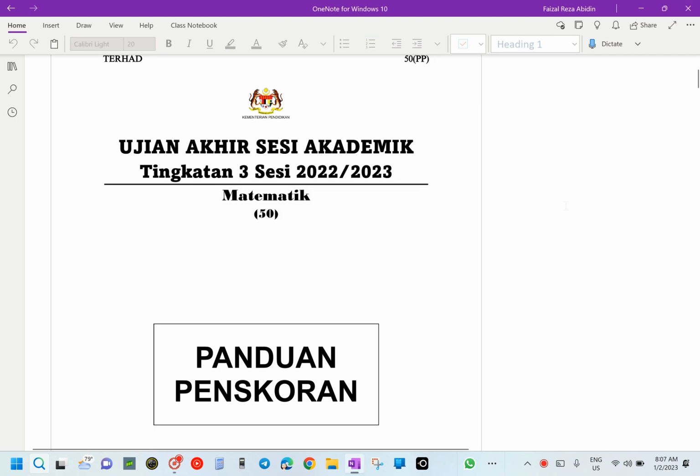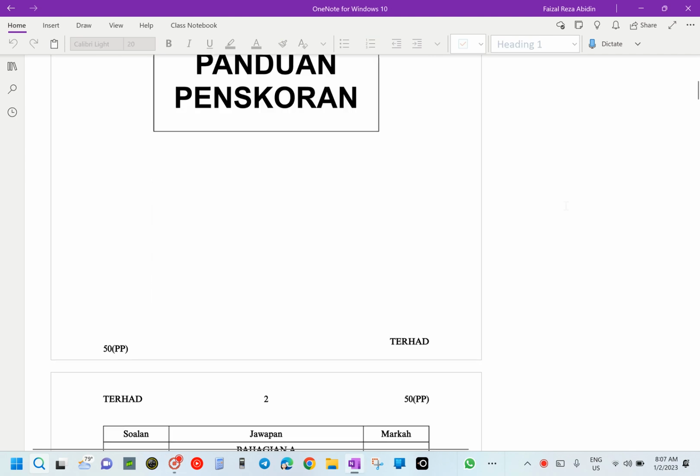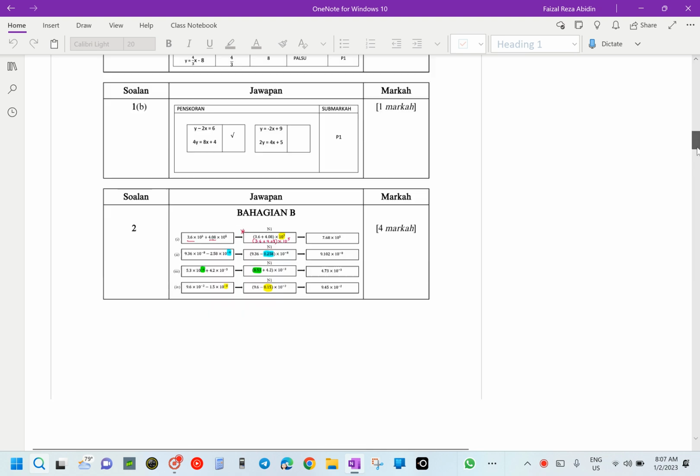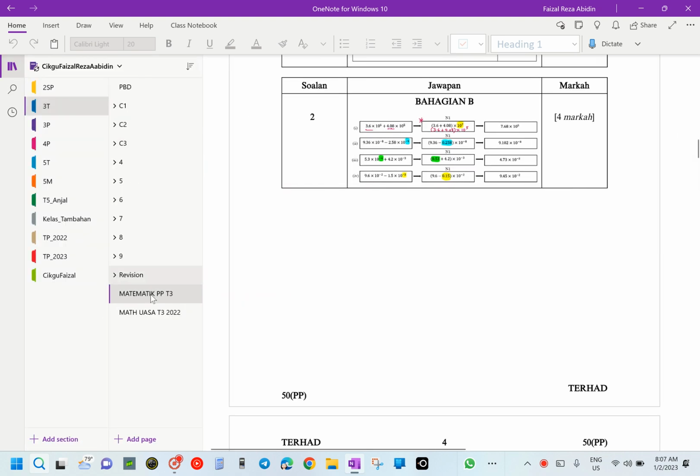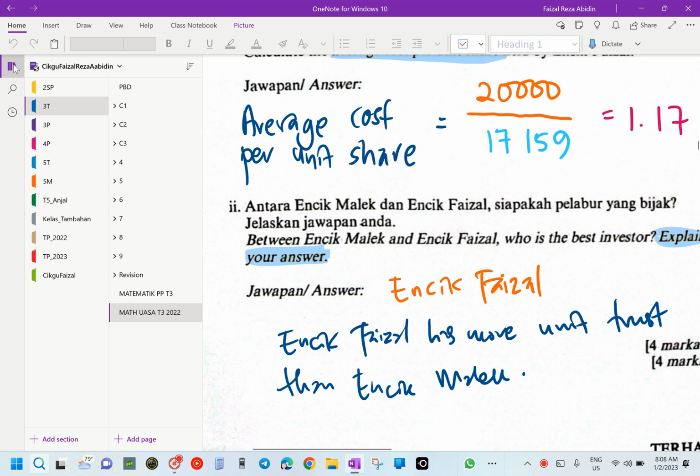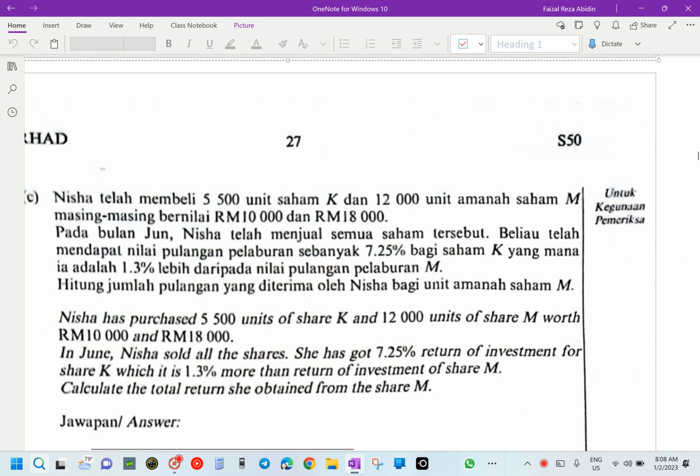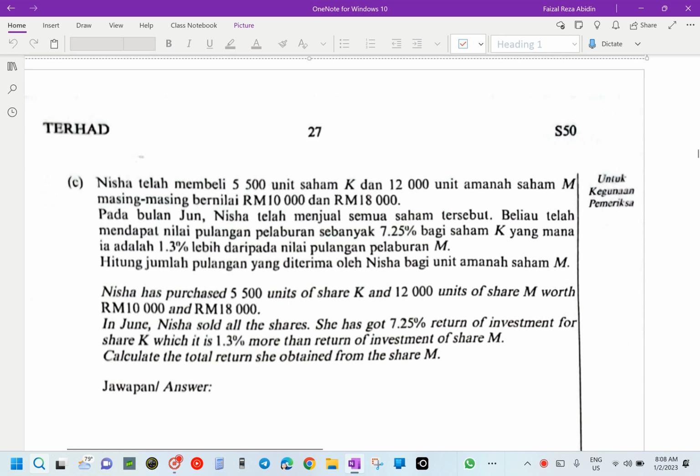Okay, for today we are going to continue our discussion to section C, number 2C. Right? Correct. Okay.